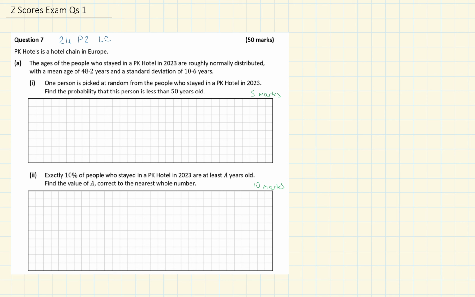Okay, so in this video we're going to have a look at a Z-scores exam question. So we'll highlight our key information to start as always. They tell us it's normally distributed, mean age of 48.2, standard deviation of 10.6. One person is picked at random, that's fine. Find the probability that this person is less than 50 years old. So they've asked us for the probability that the person, we don't know who it is, is less than 50.